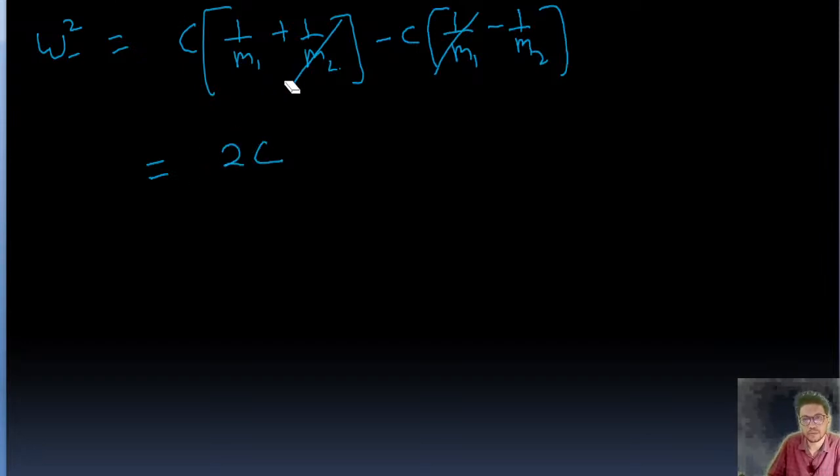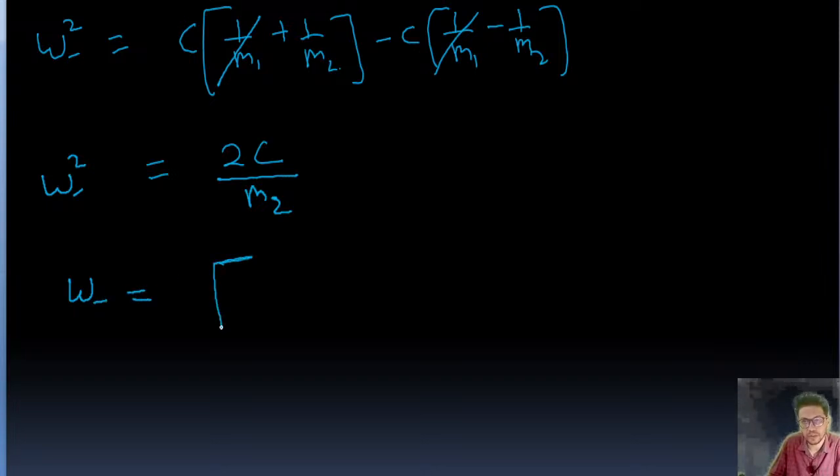My apologies, this will cancel with this, right? So 2C upon m2. Okay, omega minus square. So it means the omega minus value is going to be root 2C upon m2, for high frequency.